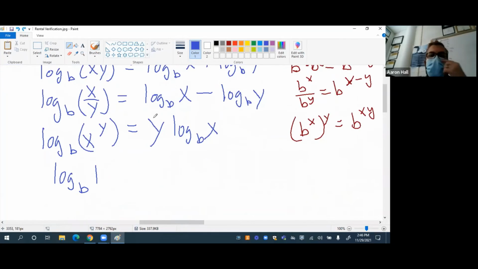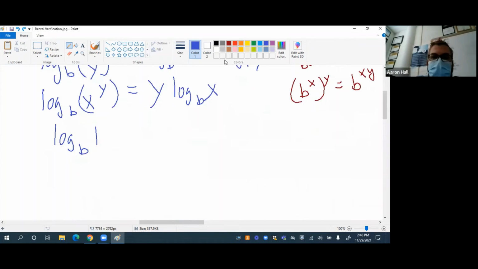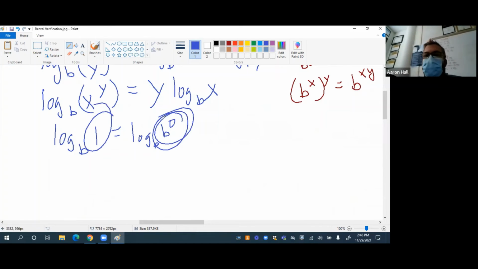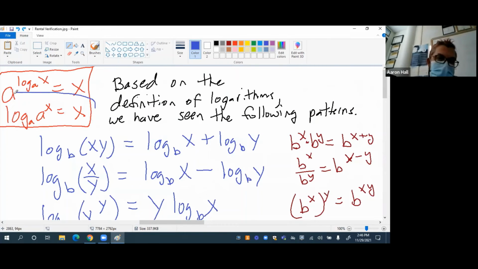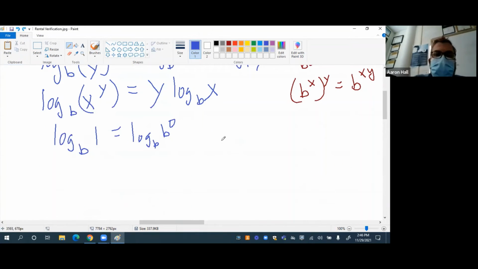What if I used our 0 exponent rule? Couldn't I rewrite this as log base b of b to the power of 0? Because isn't b to the power of 0 equal to 1, based upon our 0 exponent rule? And then based upon our definition of logarithms, our exponent becomes our answer. So the answer would be 0. Yep, the answer is 0.